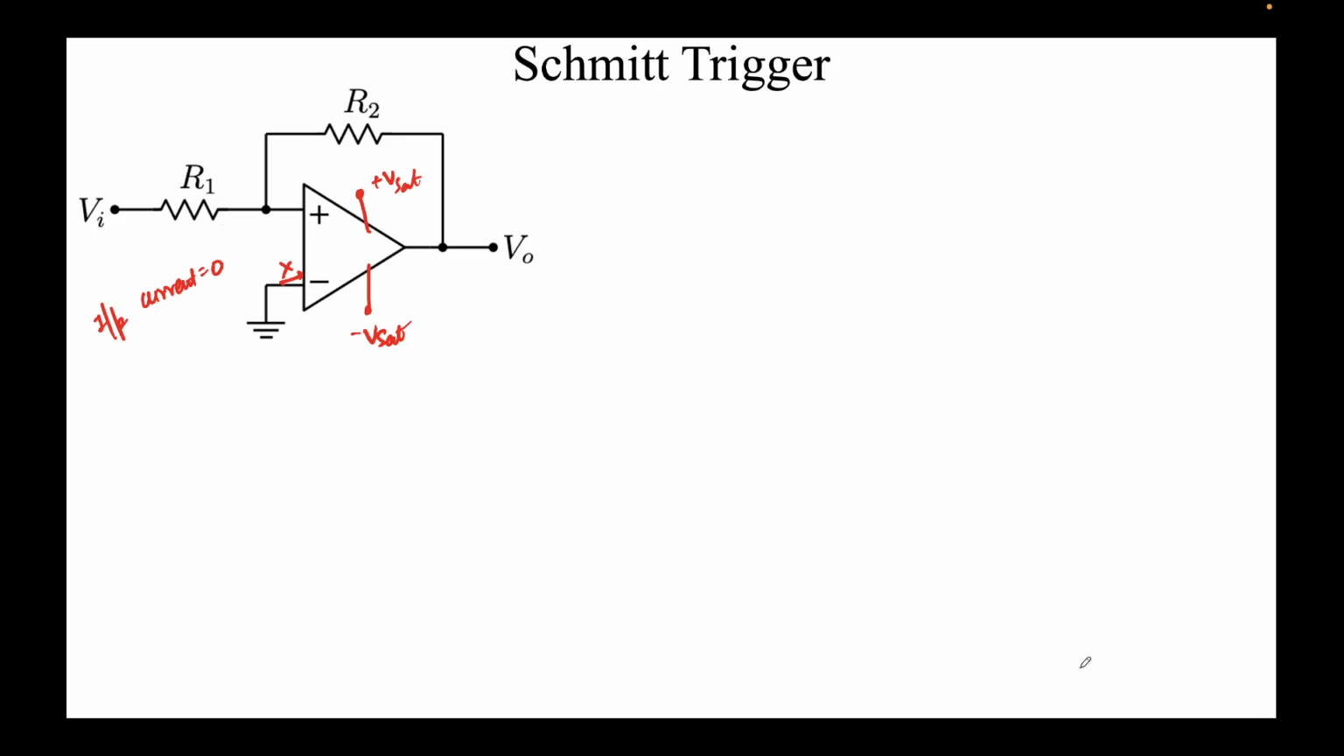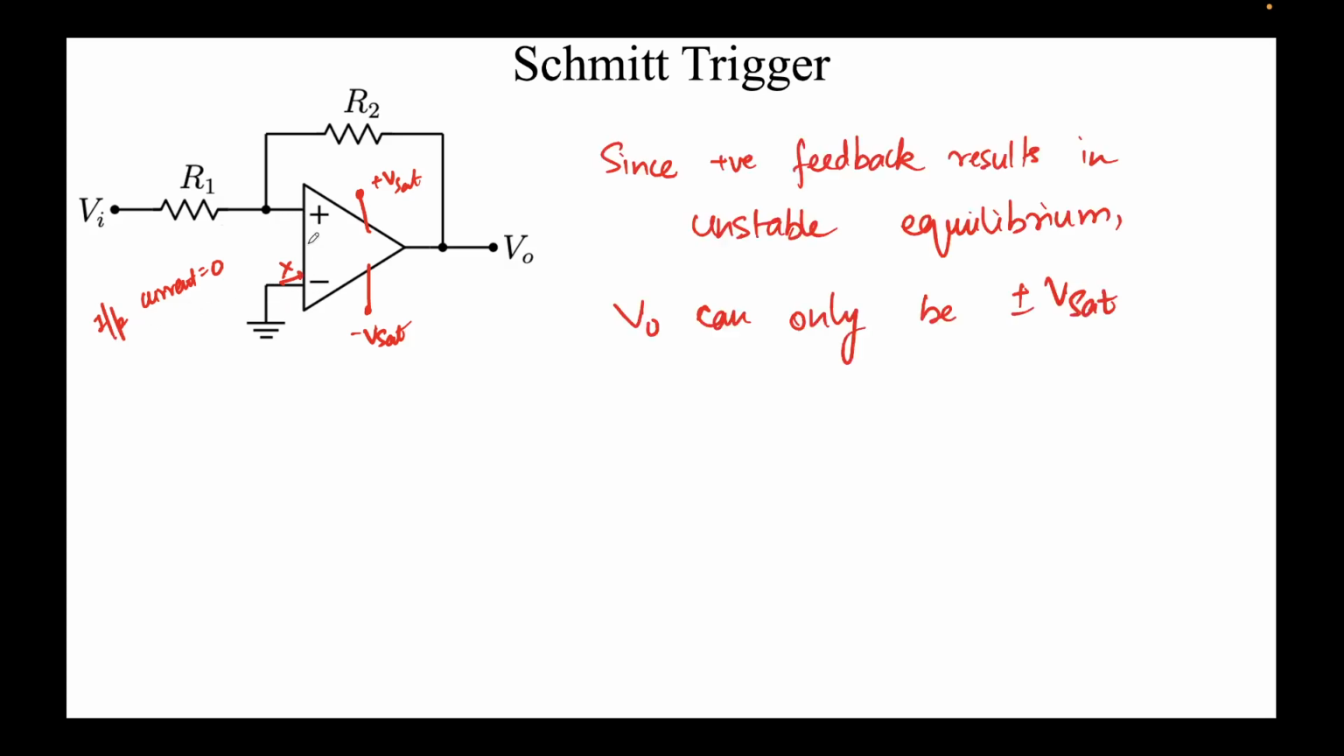So on your screen you can see a Schmitt trigger. It's a positive feedback circuit because the output voltage is being fed to the non-inverting terminal over here, and the input is also being fed to the non-inverting terminal. What I'll assume is that the input resistance Rin is very high, so that no input currents flow into the operational amplifier. So we know that since positive feedback is in unstable equilibrium, V0 can only be plus or minus Vsat.